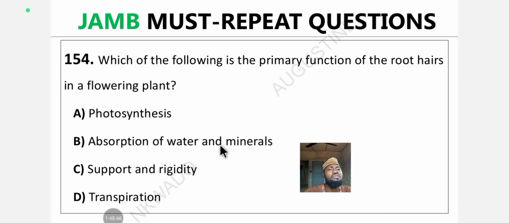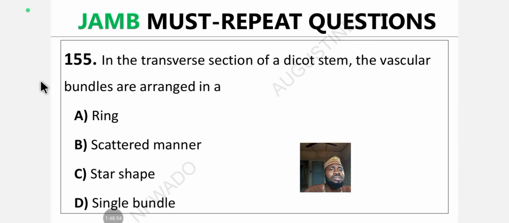A. Photosynthesis. B. Absorption of water and minerals. C. Support and rigidity. D. Transpiration. What's the answer? You know book. Drop the answer in the comment section.